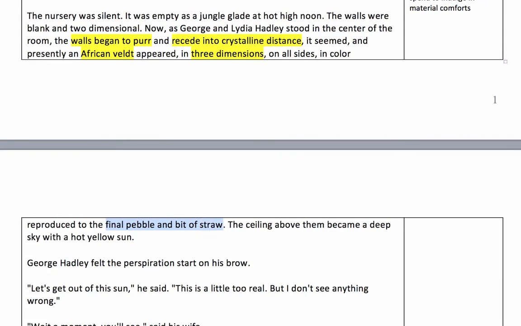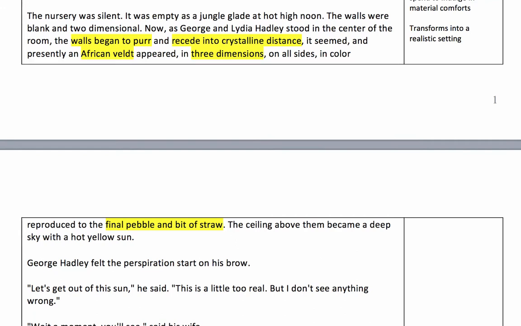Okay. So what this tells us is that the house transforms into a realistic setting, right down to the exact details. You've got more, right? You've got the ceiling becoming a deep sky with a hot yellow sun and all that. And it's so realistic that he felt perspiration starting.